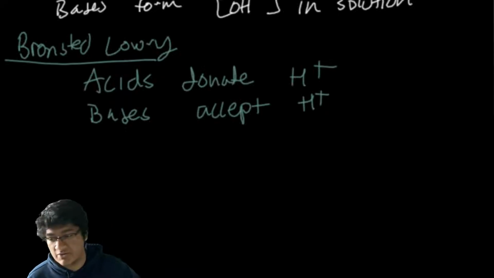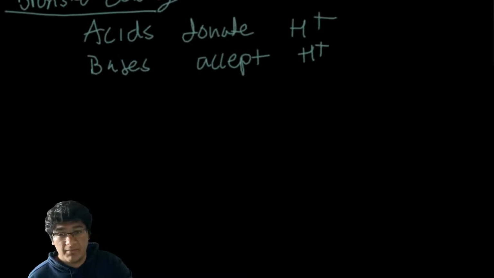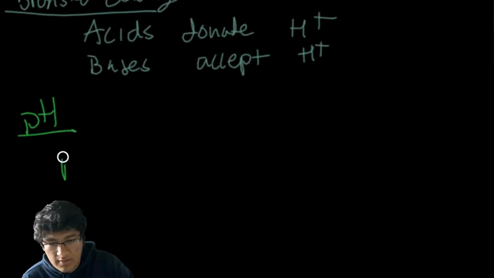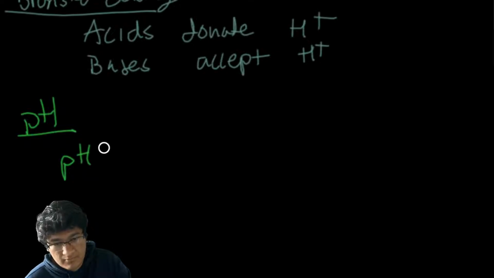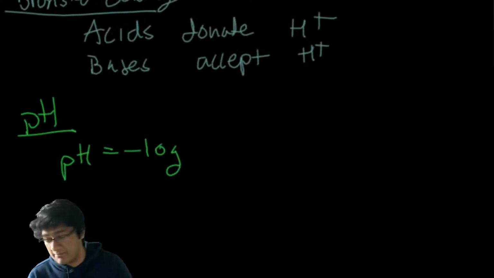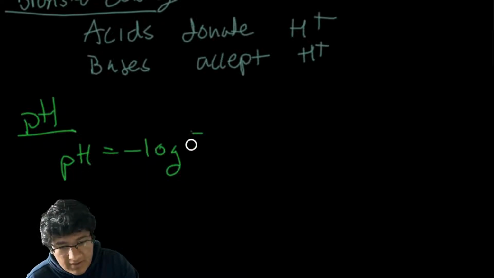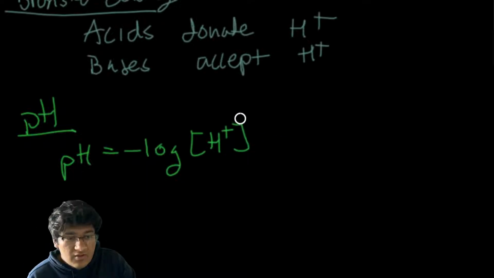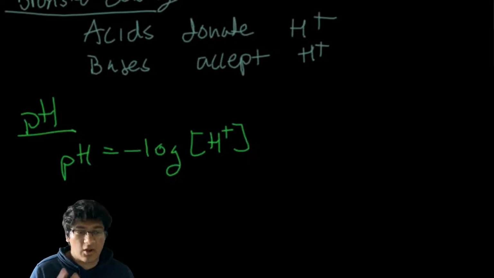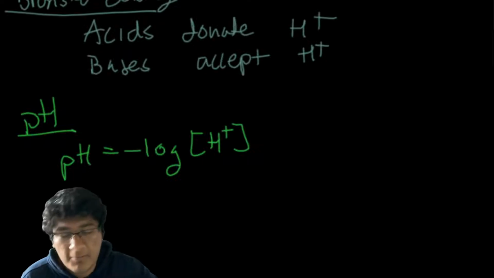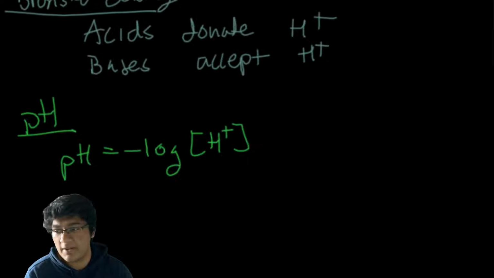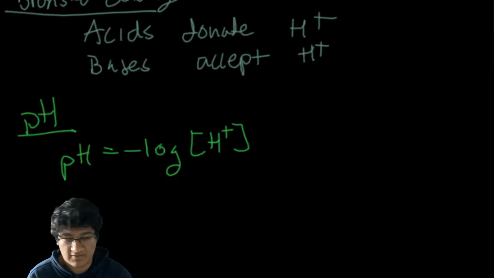Now, getting into the nitty-gritty of the pH scale. pH is a really mathematical notion of how we can determine something that might be so quantitative. pH is equal to negative log of [H+]. When I draw these brackets, I'm referring to the concentration, so the concentration of H+ in solution. The pH is a logarithmic scale, and it basically means that a lower pH is more acidic, and a higher pH is more basic.